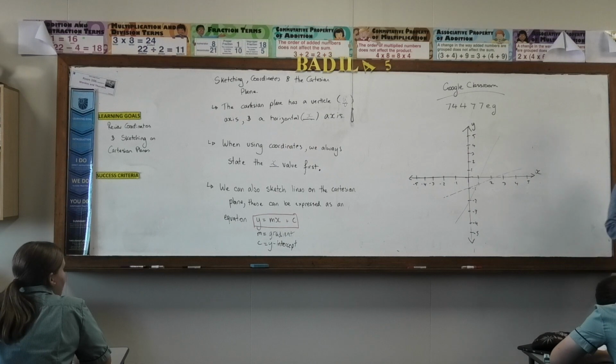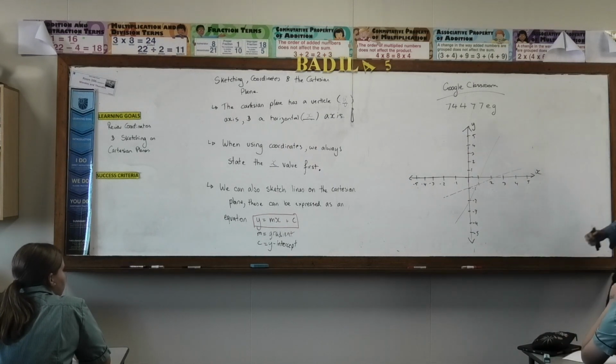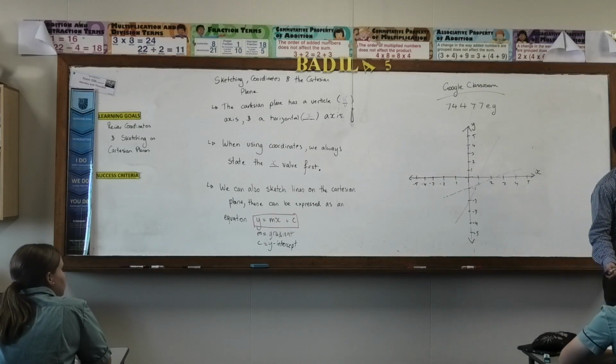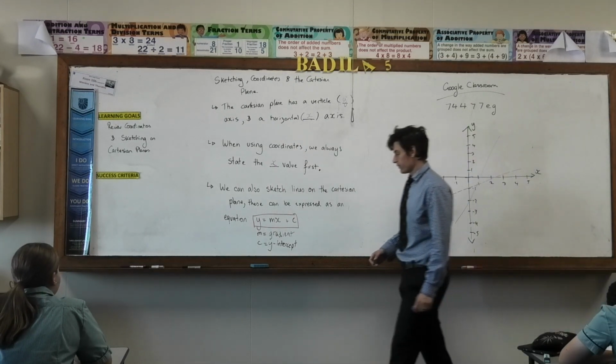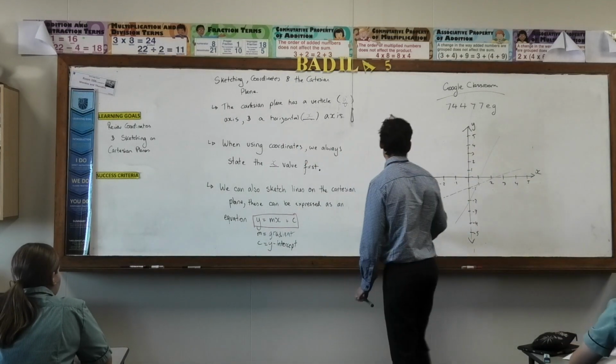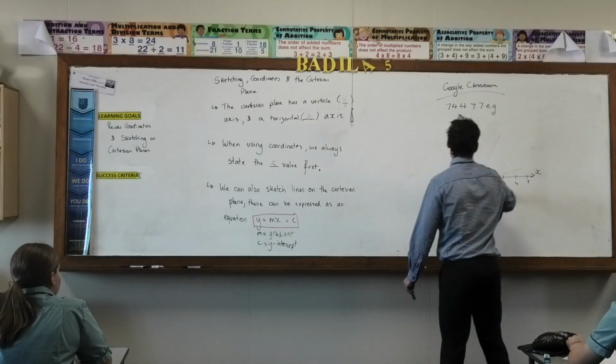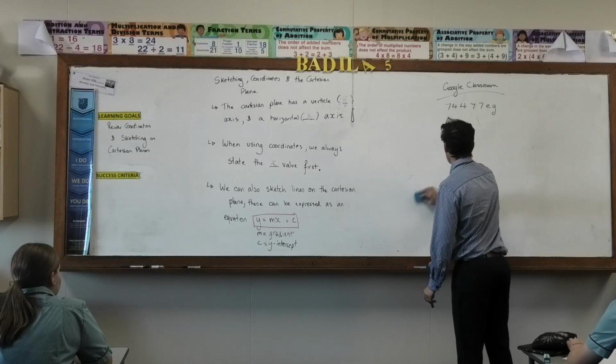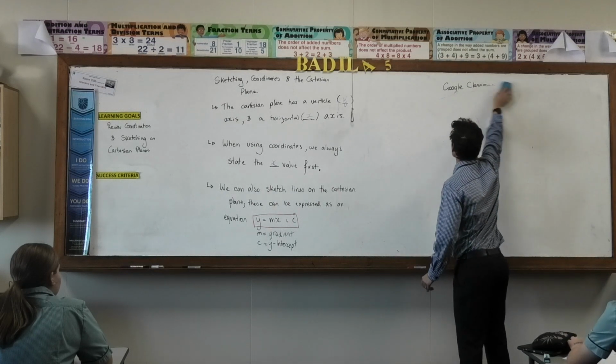Which line do you think has the higher or the steeper gradient? The full coloured in line or the dashed line? Full coloured in. So that's how gradient works. We're going to unpack that a little bit further. But before we do that, I want you to complete this table and sketch the coordinates on your Cartesian plane.